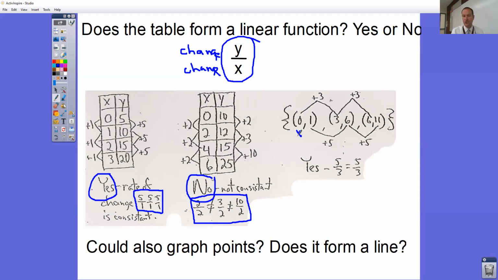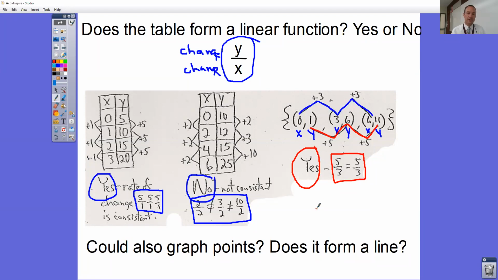Now, sometimes they're going to try and trick you by doing ones side to side like this. You have to be careful. You still have to go from X to X to X and from Y to Y to Y. So going from 0 to 3, we're adding by 3. 3 to 6, we're adding by 3 again. But then with your Y's, you're going from 1 to 6, so we're adding by 5, 6 to 11, so we're adding by 5. So change in Y over change in X, we would have 5 over 3 and 5 over 3. Those are both the same, so our final answer would be yes.